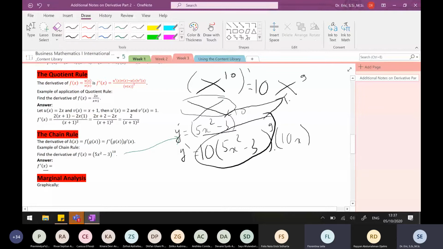Yeah, that's clear. But this is the derivative with respect to capital X. I want to find the derivative with respect to little x, Florentina Laila. So I have to multiply this with the derivative of capital X with respect to little x. What is the derivative of 5x squared minus 3 with respect to x?